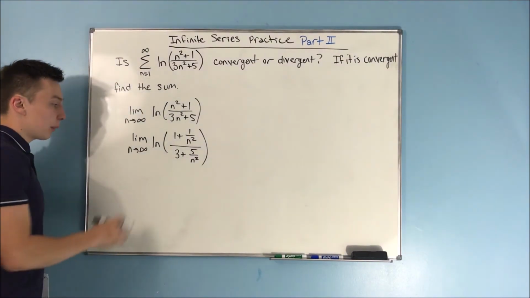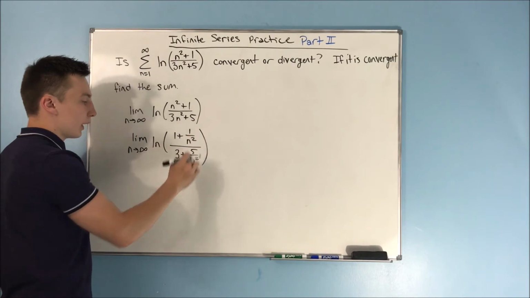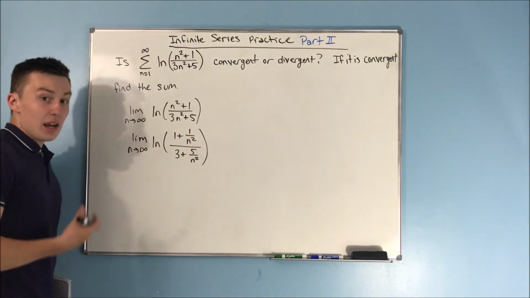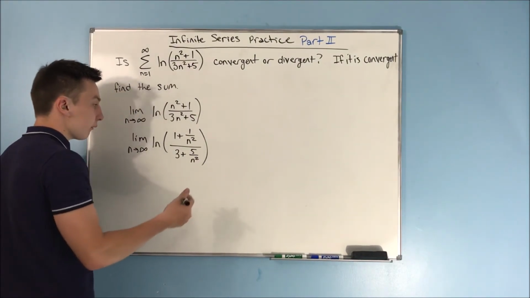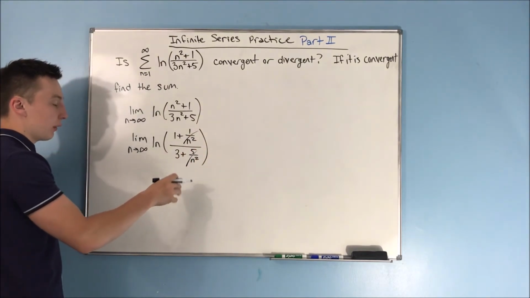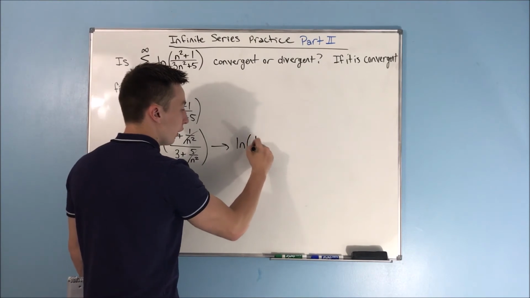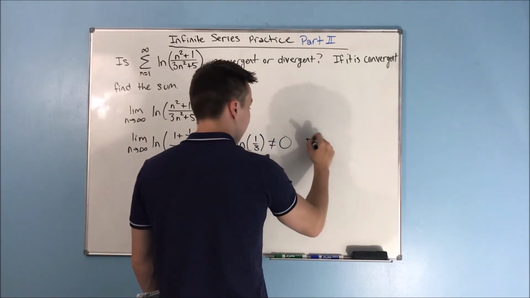We get the limit as n approaches infinity of the natural log of 1 plus 1 over n squared over 3 plus 5 over n squared. And now it becomes a lot simpler to see what's going on here. You know that 1 over n squared goes to 0, 5 over n squared goes to 0, and we're left with the natural log of 1/3, which is not equal to 0, and that means that this series diverges.